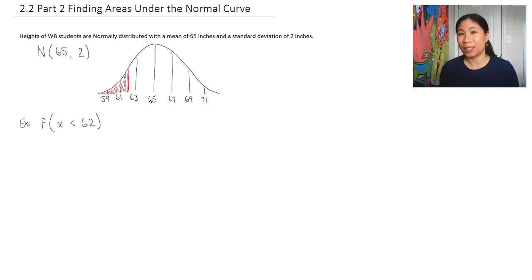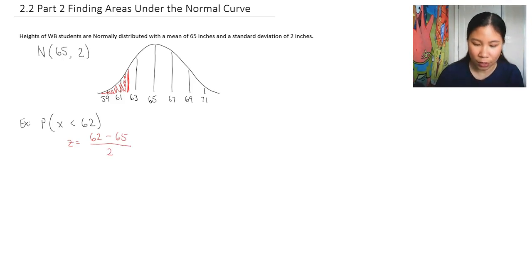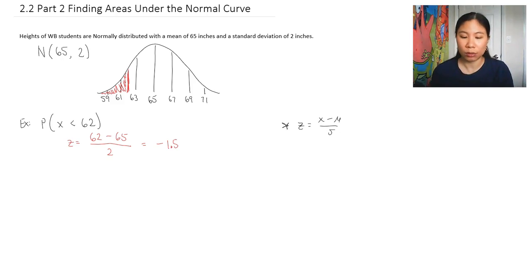The more specific way that we want to do this now is to use our z-scores. Remember we talked about z-scores as a standardized distance away from the mean. If we calculate our z-score for 62, we subtract the mean of 65 from our x value of 62 and divide by the standard deviation of 2, because the z-score formula is x minus mu over sigma. Doing that, we end up with negative 1.5. So we're saying 62 is 1.5 standard deviations below the mean, which makes sense because according to our picture we are below the mean of 65, but now we know exactly how many standard deviations away we are.